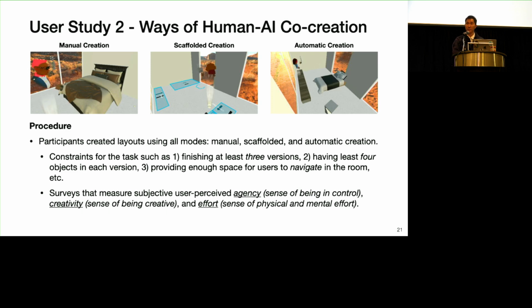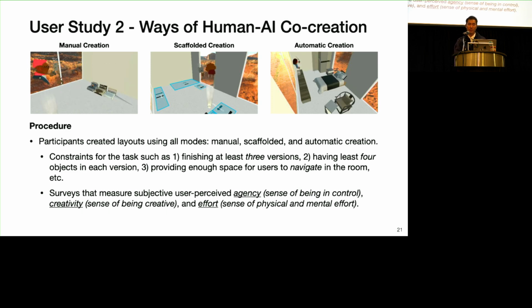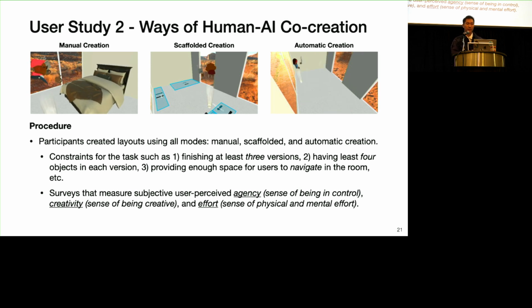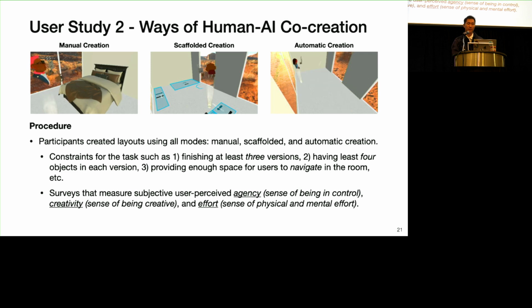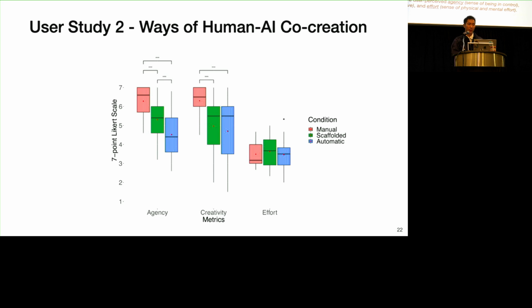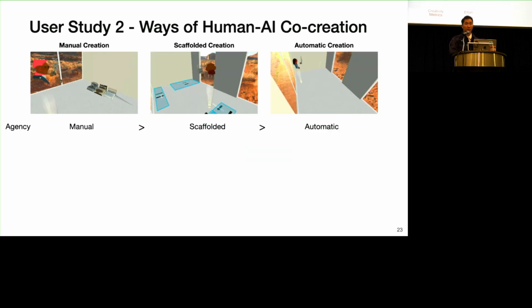We measured users' perceived agency, creativity, and effort using surveys. Agency is their sense of being in control in the creation process, creativity relates to their sense of being creative, and lastly, effort includes physical and mental effort. We also conducted retrospective interviews with them. We did quantitative data analysis on all these survey metrics, and let me break it down for you.